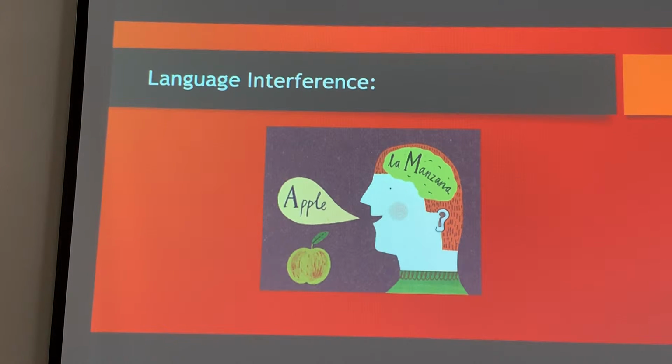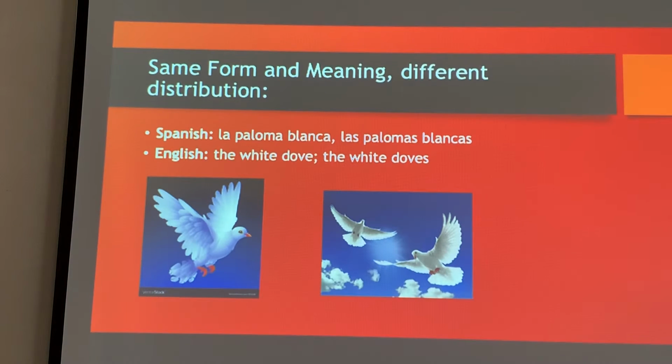Now, I'm going to talk about the different types of interferences. There are 5 in the book. I'm going to discuss 3, and Luis, my partner, is going to touch on the other 2. The first one that I'm going to be talking about is same form and meaning but different distribution.